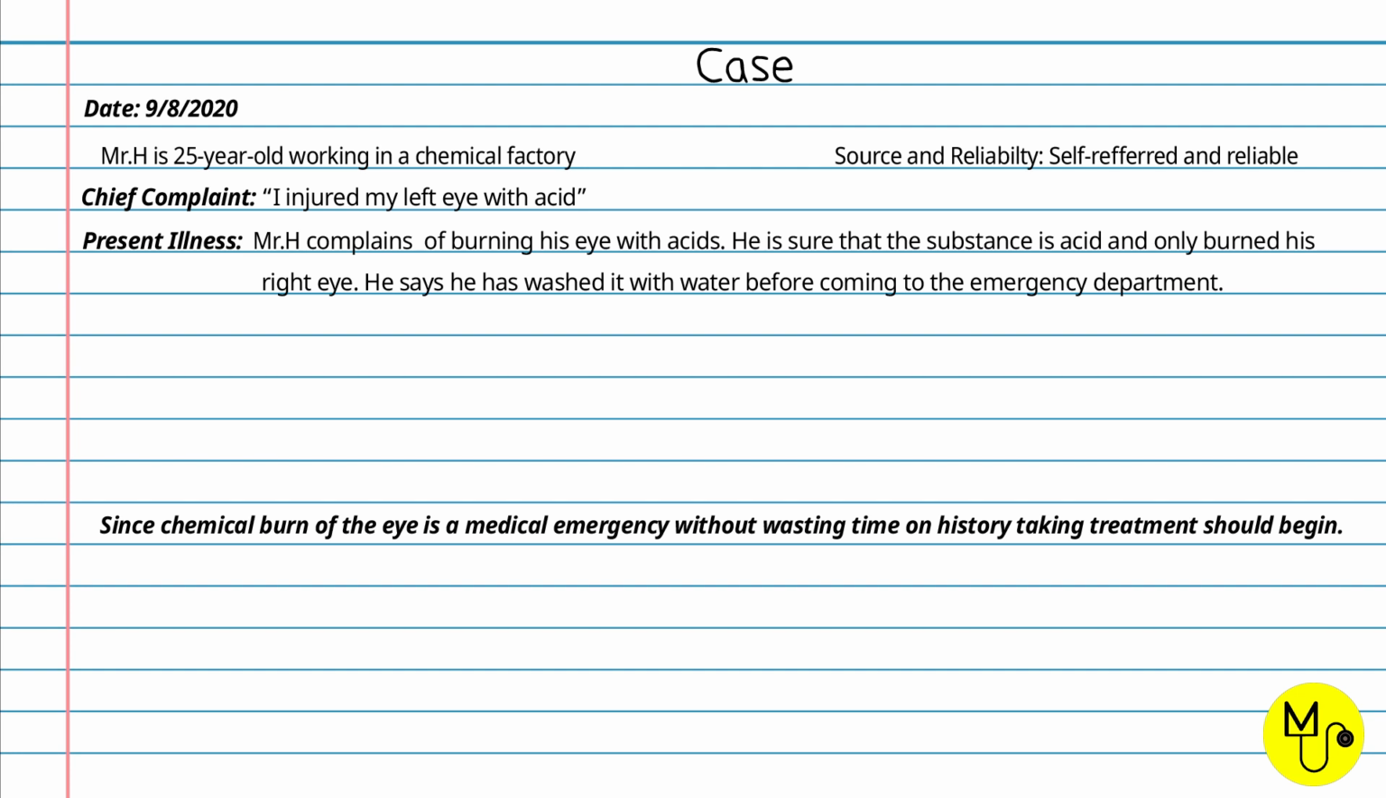Mr. H is a 25-year-old man working in a chemical factory. Mr. H complains of burning his eye with acids. He is sure that the substance is acid and only burned his right eye. He says he has washed it with water before coming to the emergency department.